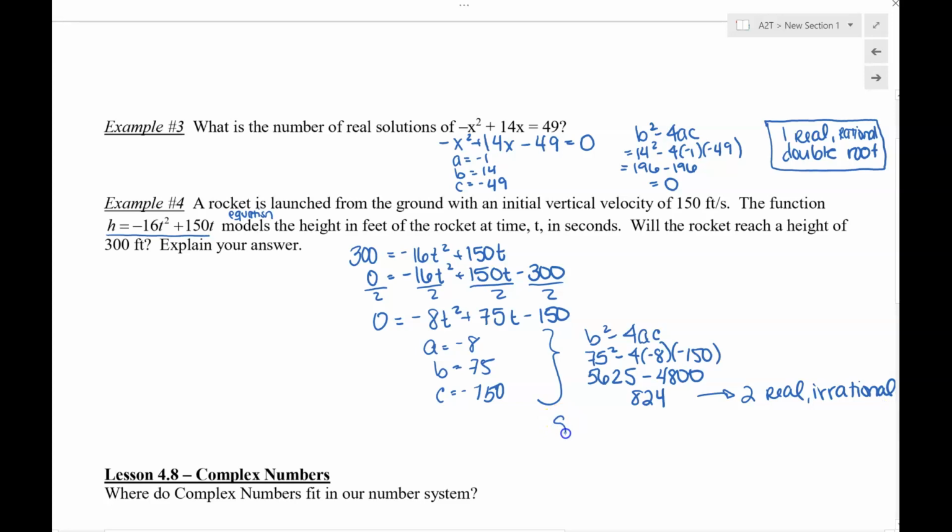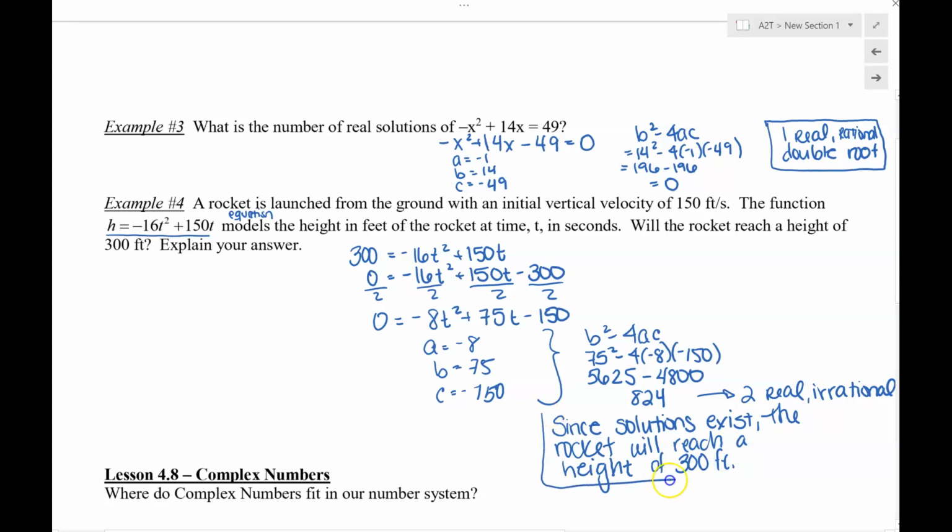So we say, since solutions exist, the rocket will reach a height of 300 feet. And why am I using a complete sentence? Because this is a real life situation. If it was just find the solutions, if y equals 300, I would say, okay, well, x equals, but it's not asking that, so be careful.